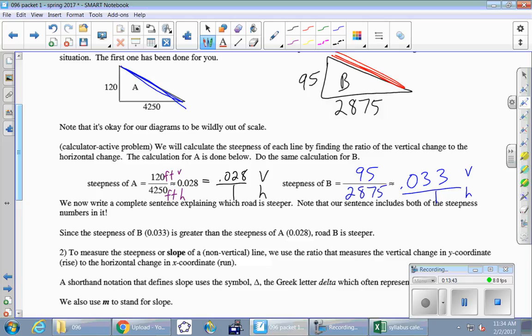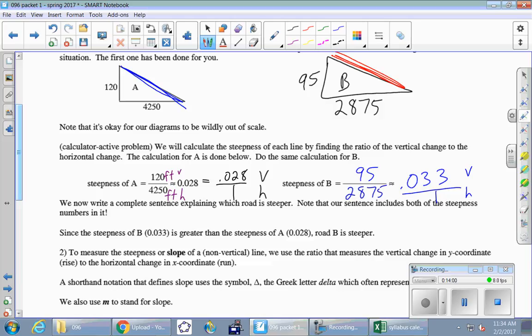No, I mean the 0.028 versus the 0.033. All right, I think we're all on board with this 0.033. It's the bigger one because they're both traveling 1 foot horizontal. Road A is 0.028 up, but road B is a little bit more up, so it's got to be steeper.